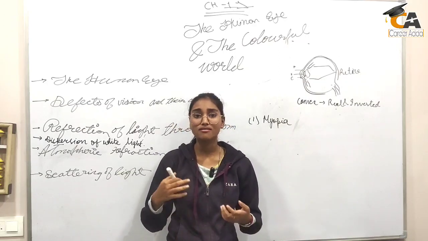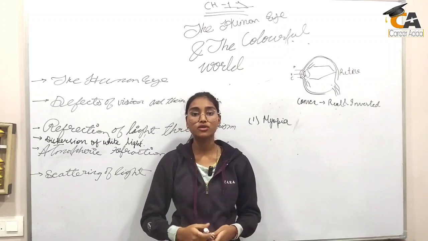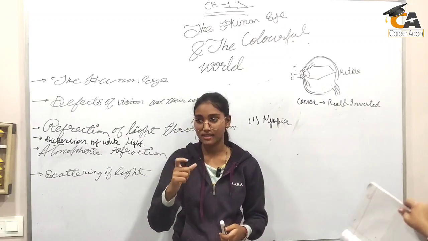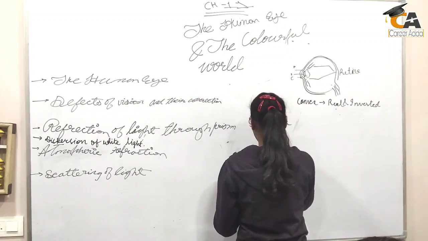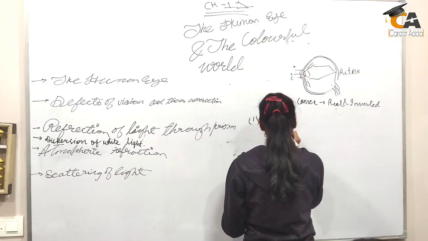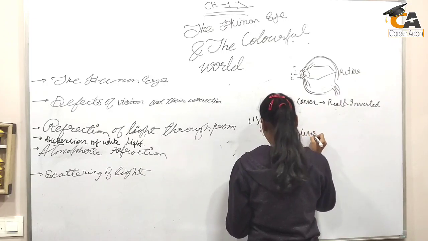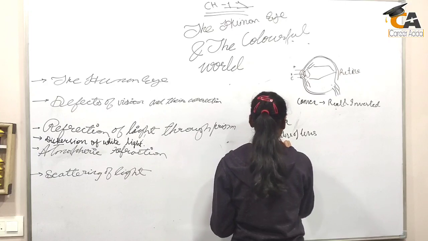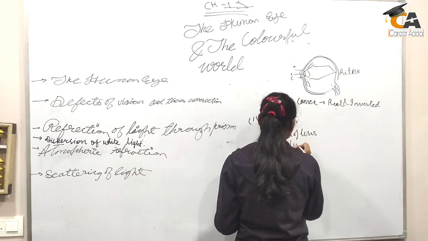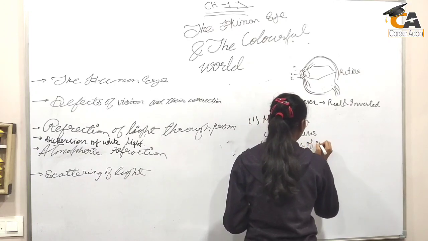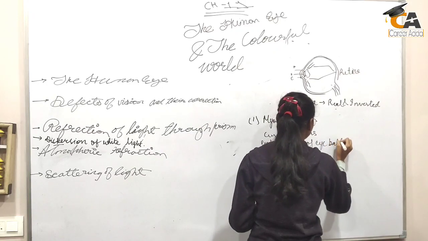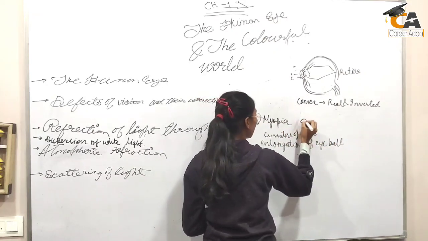Now there might be a reason why this is occurring. This is occurring due to the increase in the curvature of the lens, and second, elongation of the eyeball. The eyeball gets elongated, or the length of the eyeball gets increased. So these are the reasons for myopia.